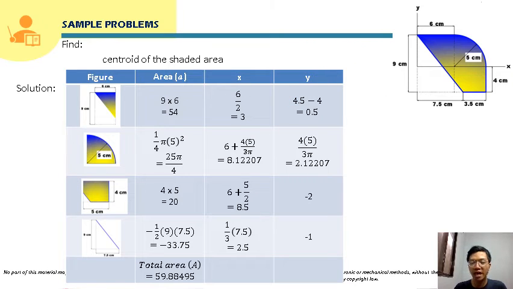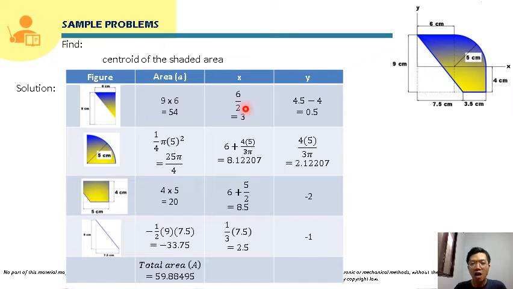Now we are going to solve their respective x and y coordinate. So we will measure the x and y coordinate from the reference point. In this case, our reference point is at this point, since the x-axis is here and the y-axis is here. So we will measure the x and y coordinate from this point.